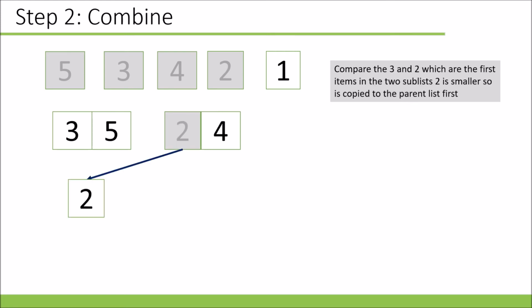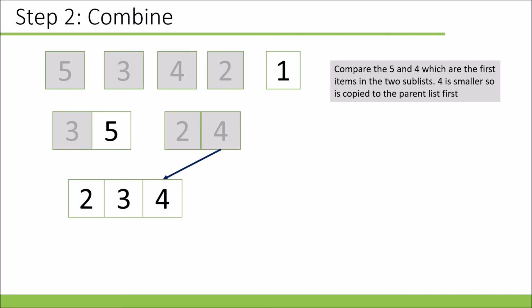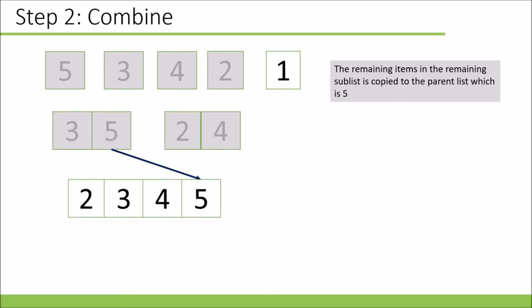So we compare the 2 with the 3, and because 2 is the smaller number, that is the first item that we put into our new parent list. Then we compare the 3 and the 4, and the 3 is the smaller value, so that gets into our parent list next. Then we compare the 4 and the 5, and it's the 4 that goes into our list next. And then finally, we put the 5 into our list. So at this stage, we have 2 sublists, the one that contains the single element of 1 and the other list that we've just created.